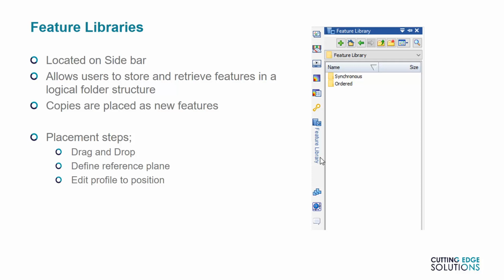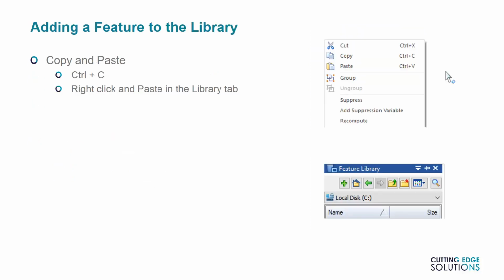To add features from the library, you can drag them in, define a reference plane, and then edit the profile to position them. If you're using synchronous mode, the steering wheel is the best tool to use for feature positioning. If you're creating a feature library for the first time, though, there are two main ways to do this.